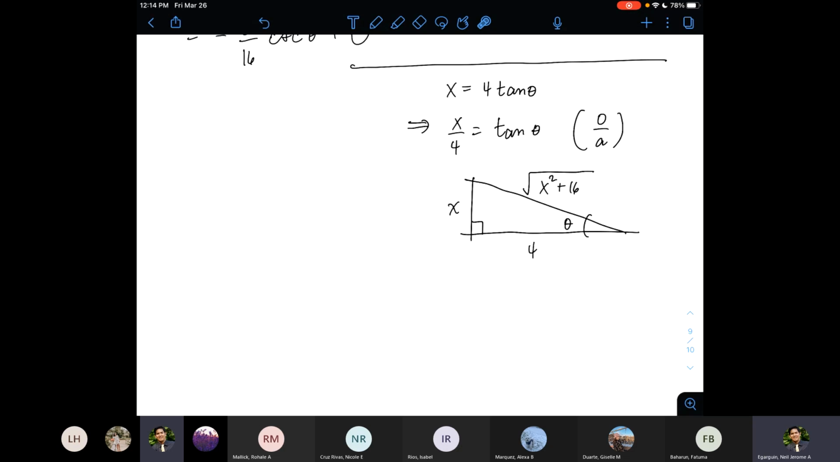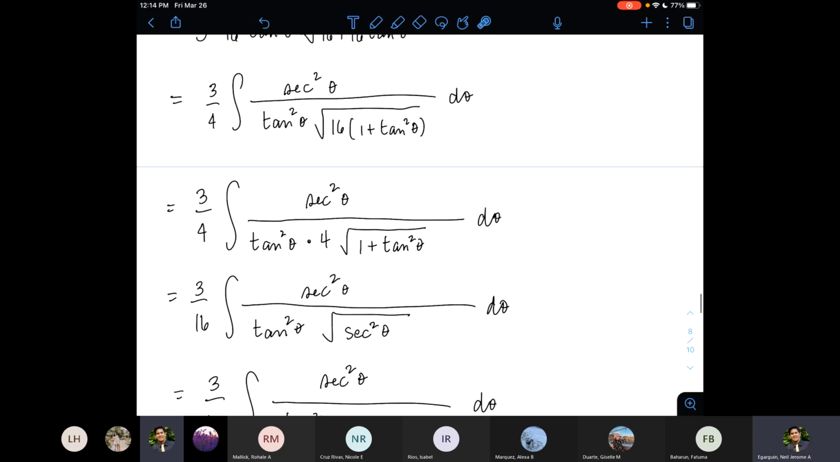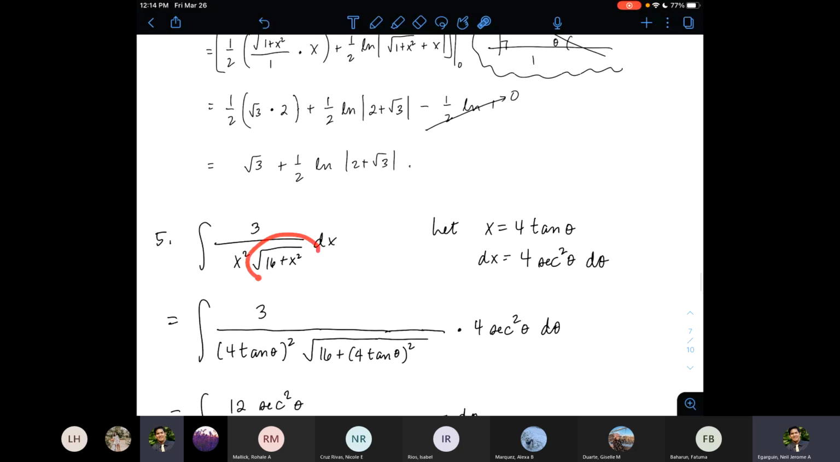And you know that you are on the right track if one of the sides of the triangle has measure equal to one of the radicals, right? So the hypotenuse here happens to be square root of x squared plus 16, which is actually the expression that gave us problems in the first place.